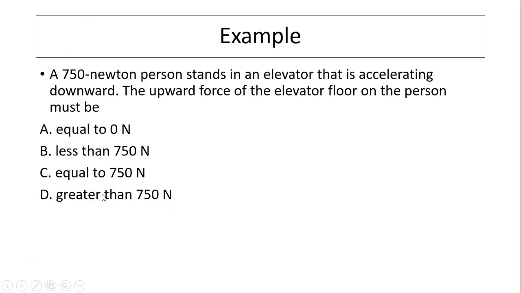Another example: a 750 newton person is standing on an elevator that is accelerating downward. The upward force on the person must be... since the elevator is accelerating downward, the net force must be downward. So the net force equals gravity minus normal force and is positive. That means the normal force has to be less than gravity. So the answer is B.